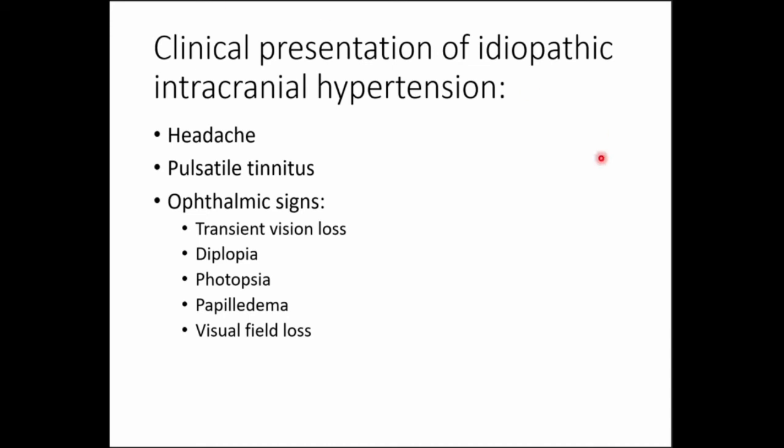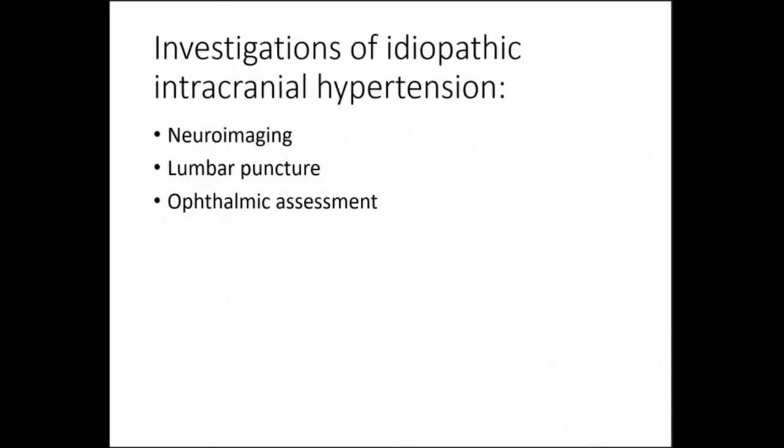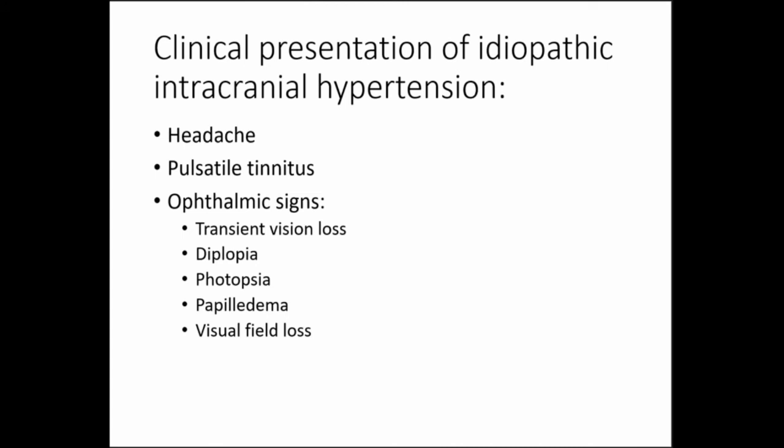The patients may also present with ophthalmic signs. So ophthalmic signs such as transient vision loss. So this can last a few seconds at a time and occurs due to edema of the optic disc. Diplopia occurs due to a palsy of the sixth nerve. Photopsia, so flashings of light, again related to optic disc edema. In some patients there may be long-term vision loss, and loss of visual fields if the disease is not treated. And papilledema may be seen on an examination, and this indicates the raised intracranial pressure.